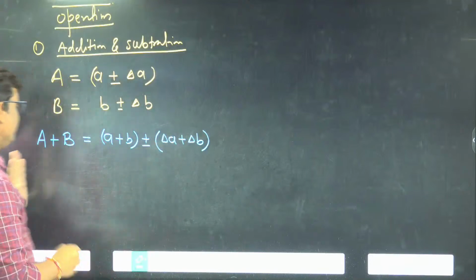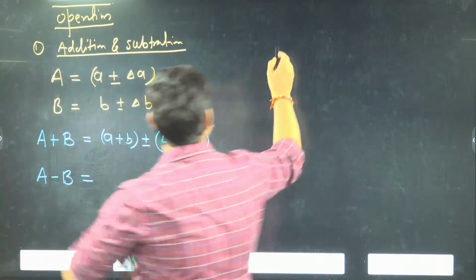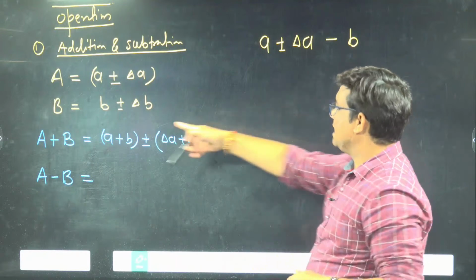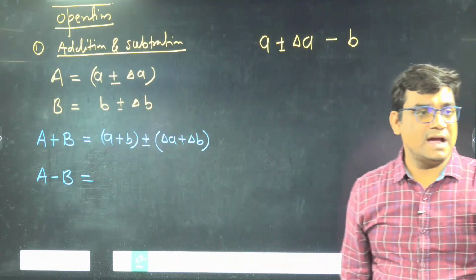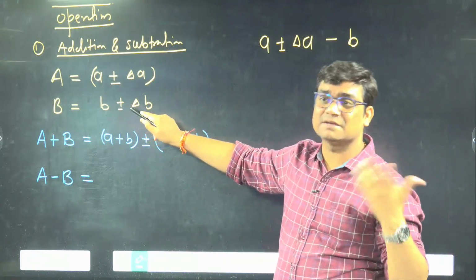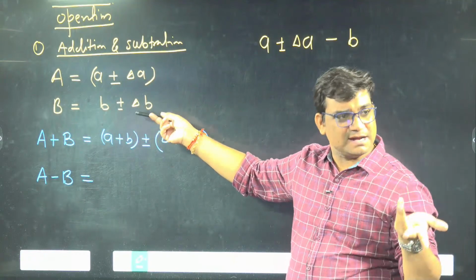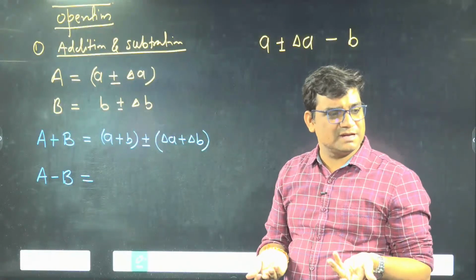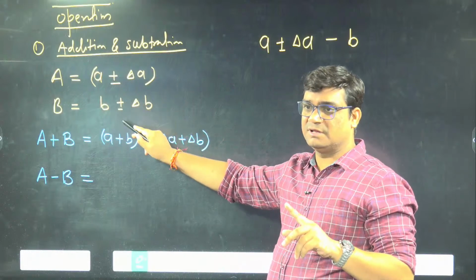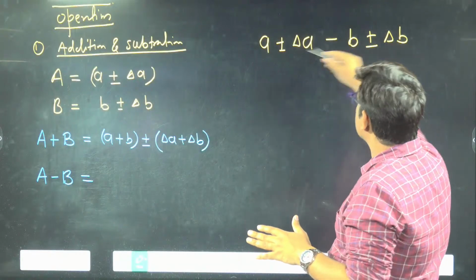Okay, if I say A minus B, then you will do like this: A plus minus delta A minus B. Now minus multiplied with plus minus will remain as plus minus. If you multiply minus in this plus, it becomes minus, in this it becomes plus, and minus plus itself is the plus minus. So we can say plus minus delta B. This part is clear.